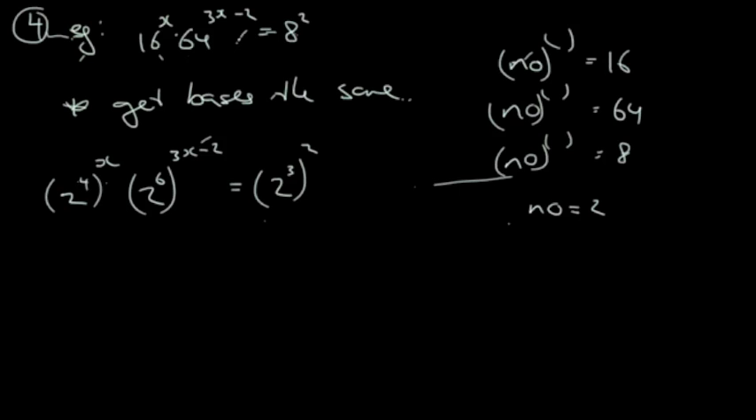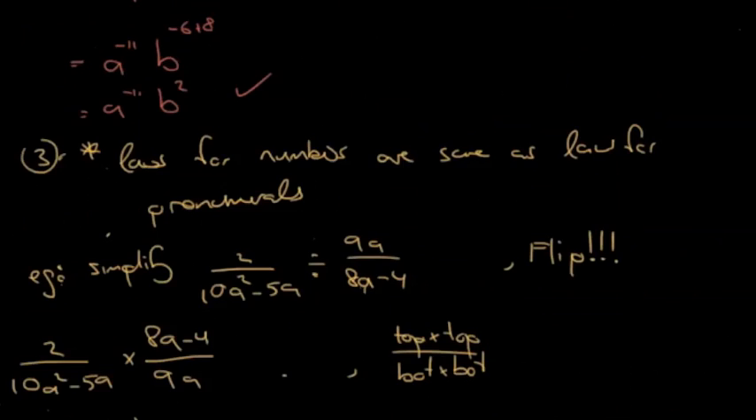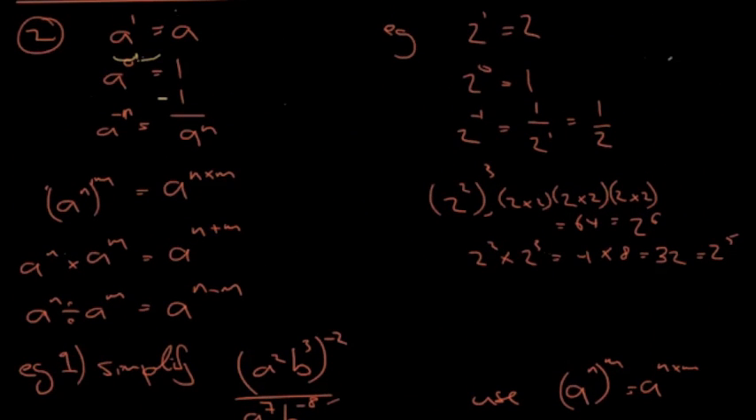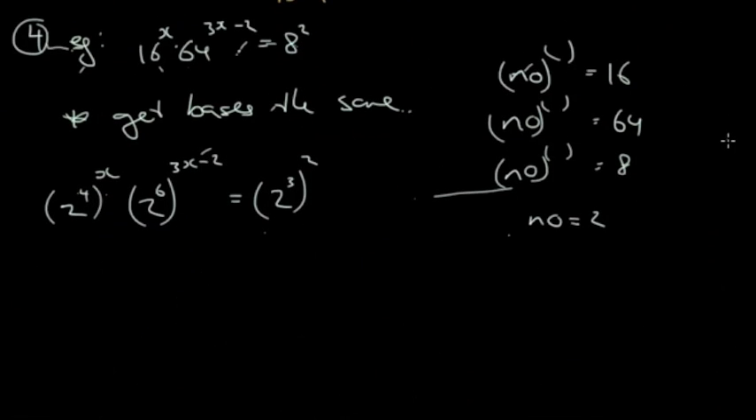Now what do we do? Well, now we can think about our index laws again. We've got this situation: a to the n, all to the power of m. Now we can say 2 to the 4, all to the power of x, is 2 to the power of 4x. 2 to the power of 6, all to the power of 3x minus 2, is 2 to the power of 6 times 3x, which is 18x, minus 6 times 2, which is minus 12. And this becomes 2 to the 3 times 2, which is 2 to the 6.